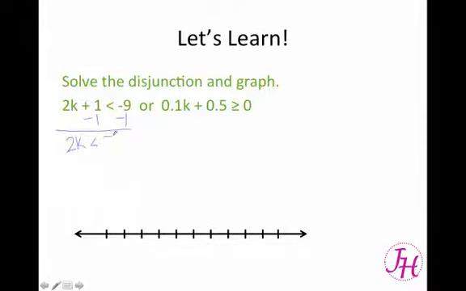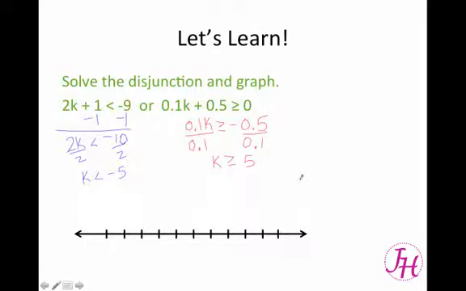So 2k is less than negative 10. So then we divide by 2. So k is less than negative 5. So there's one of them. Now let's take a look at the other one. So we're going to subtract the 0.5. So we have 0.1k is less than or equal to negative 0.5. We just subtracted that 0.5 over. Then we're going to divide by 0.1 and we get k is greater than or equal to 5.